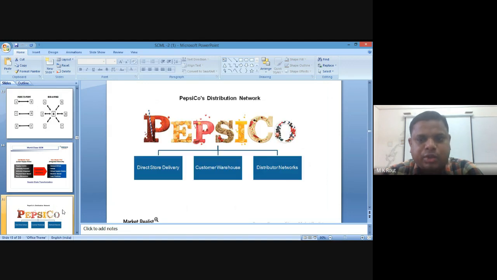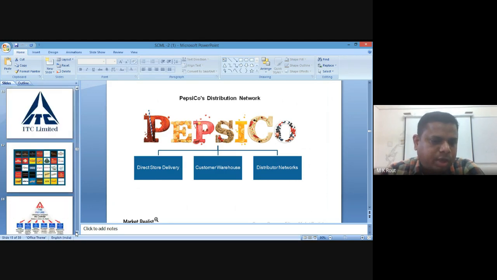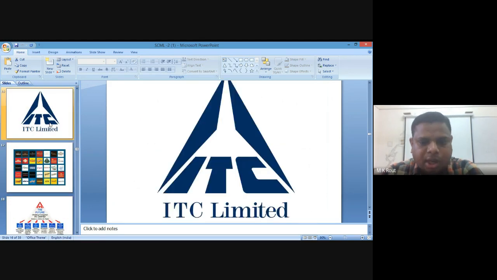If you go to the distribution networks, from PepsiCo's point of view, they basically use direct to store delivery, customer warehouse, and distribution networks there. Basically, that distribution network is played with the help of hub and spoke models. We'll go into that particular topic in case of the hub and spoke model. Moving to the next one, the next company is ITC.